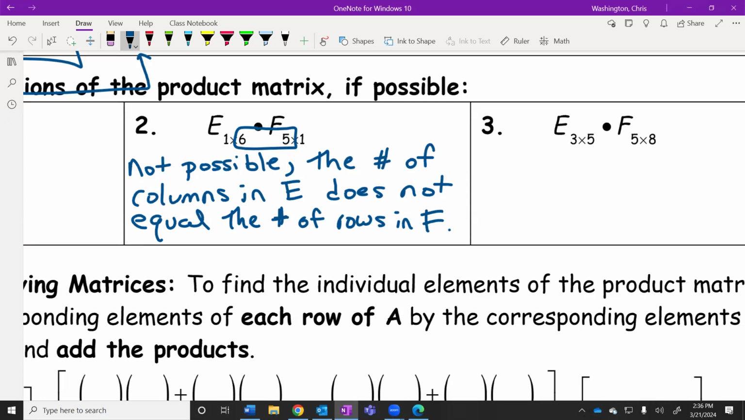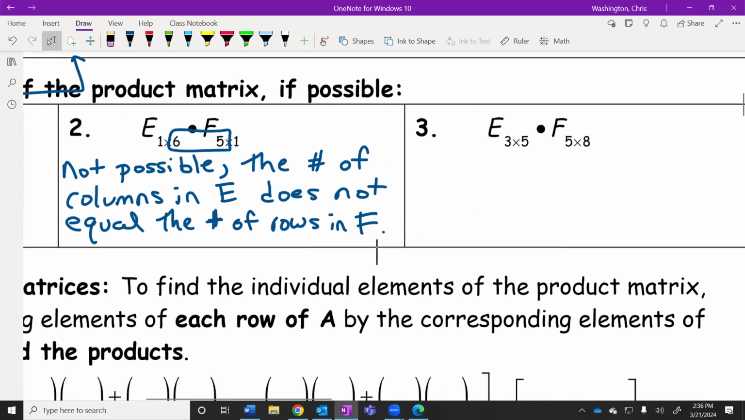The columns of what? It's the columns in E. The columns in E do not equal the rows in F. So they have to be like the ones side by side. The ones in the middle, yes, the ones in the middle here have to be equal.